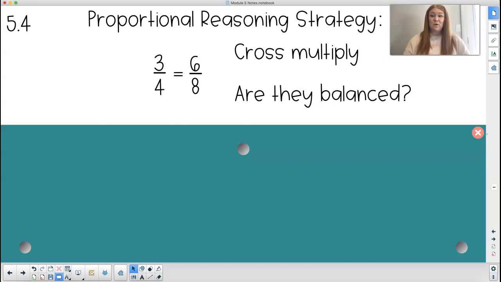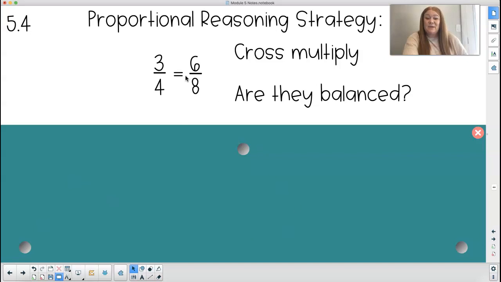So these are the notes for 5.4, and we're going to talk about the proportional reasoning strategy. And this is my favorite strategy to solve anything that gives you this divided by this. It's my favorite way, because it can give you so much information. So let's take a look at this here.